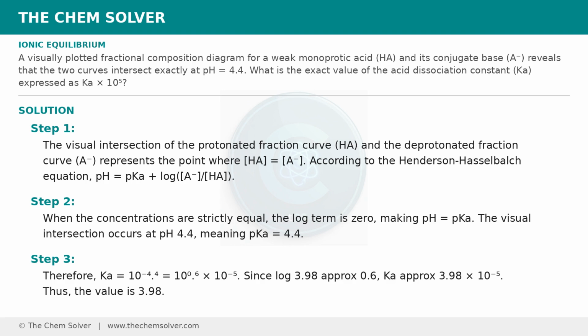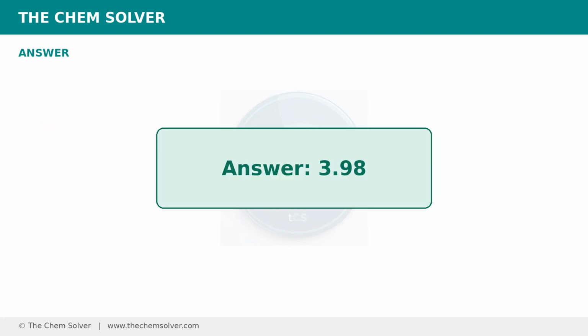The visual intersection occurs at pH 4.4, meaning pKa equals 4.4. Therefore, Ka equals 10 to the power minus 4.4, which equals 10 to the power 0.6 times 10 to the power minus 5. Since log 3.98 is approximately 0.6, Ka is approximately 3.98 times 10 to the power minus 5. Thus, the value is 3.98. The answer is 3.98.